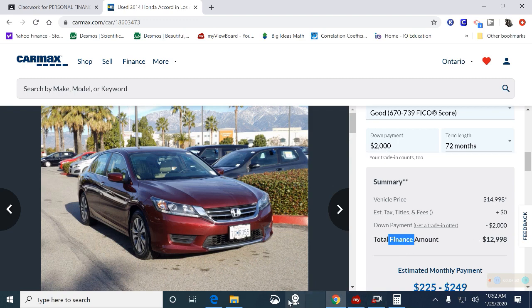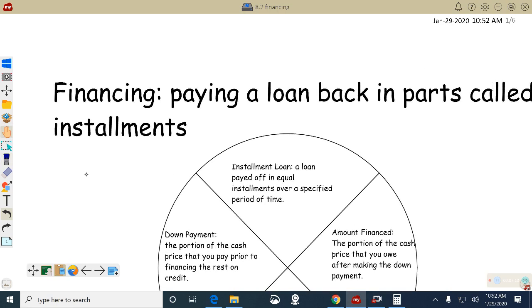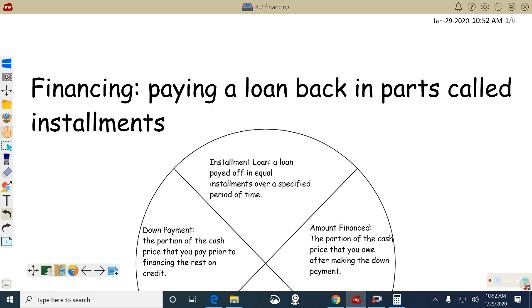So finance is the title of that concept circle. And what I want you to do with the concept circle, we're going to fill in each part. The first thing I want you to do is write the word financing either on the top or bottom. And what financing means, it's another kind of loan. It's paying a loan back in parts called installments. So go ahead and write that down.